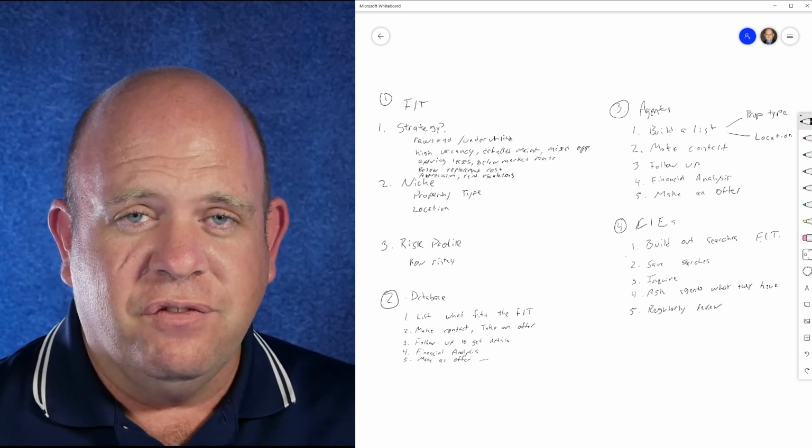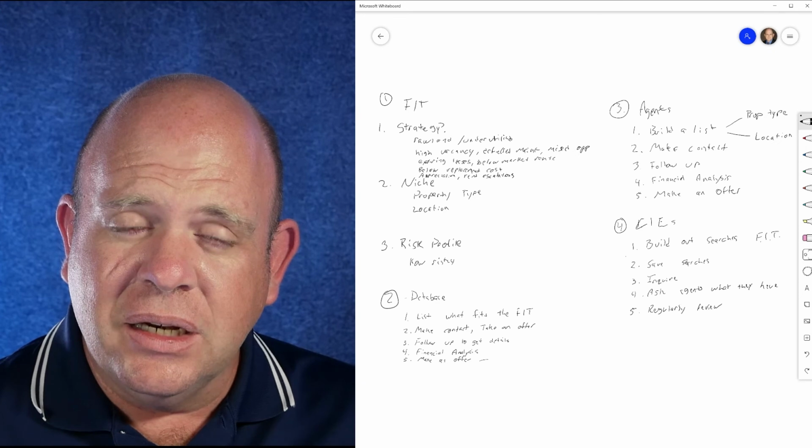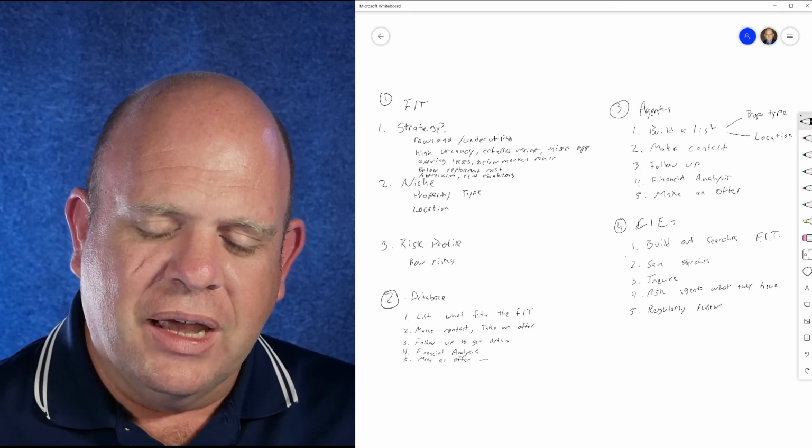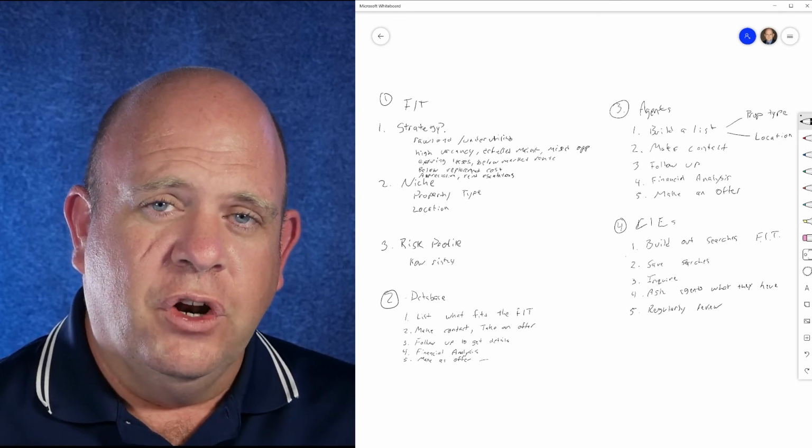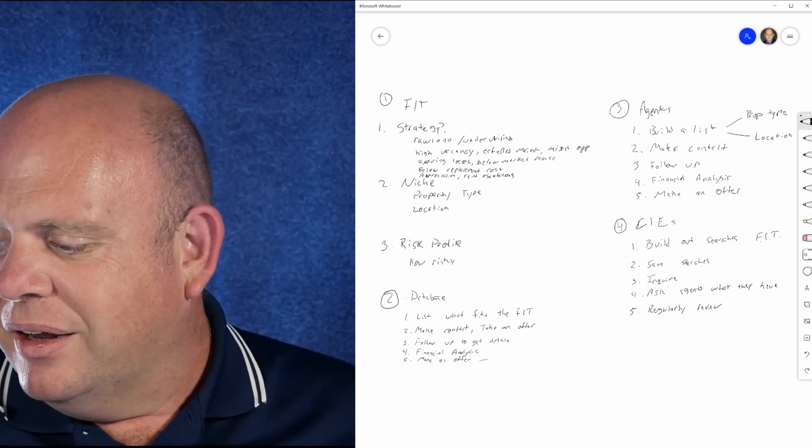So first, identify your founder investment theory again. Get it concrete so you know exactly what it is you're looking for. If you don't know what it is you're looking for, you're not going to find it. Second, you find your database. You go to your database and you start looking at it through the lens of your founder investment theory.